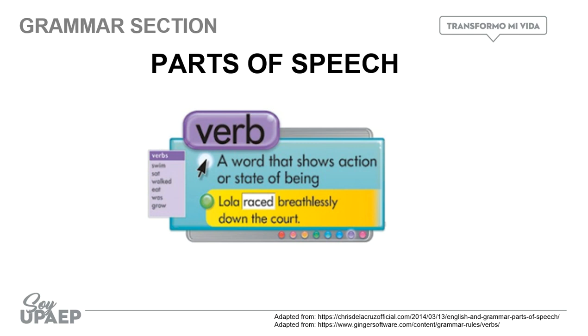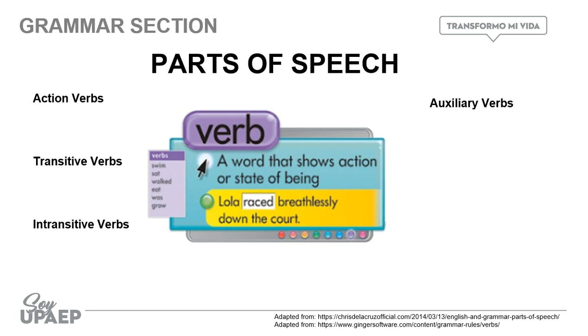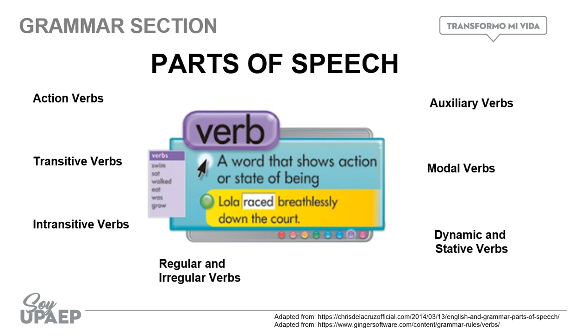What is a verb? A verb is a word that shows action or a state of being. And there are also several kinds of verbs. Action verbs, transitive verbs, intransitive verbs, auxiliary verbs, modal verbs, dynamic and stative verbs, regular and irregular verbs, and phrasal verbs. Action verbs, for example, run, dance, listen.